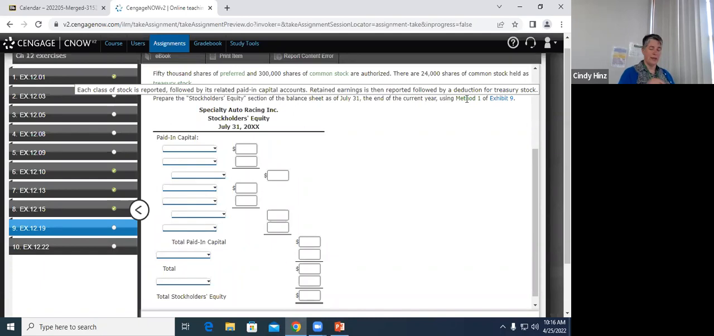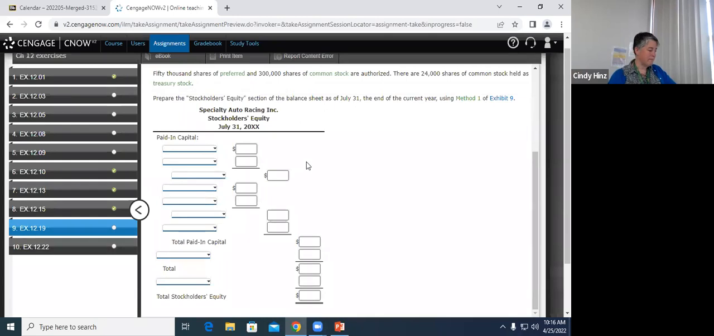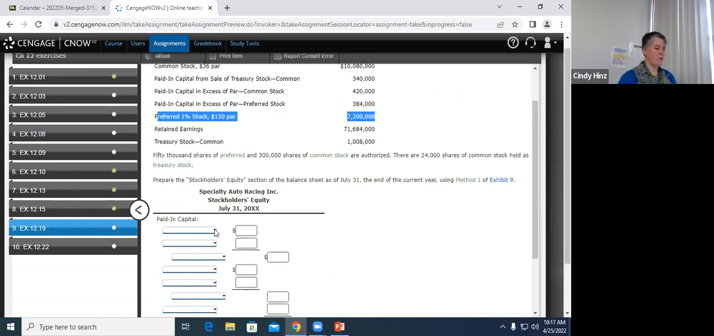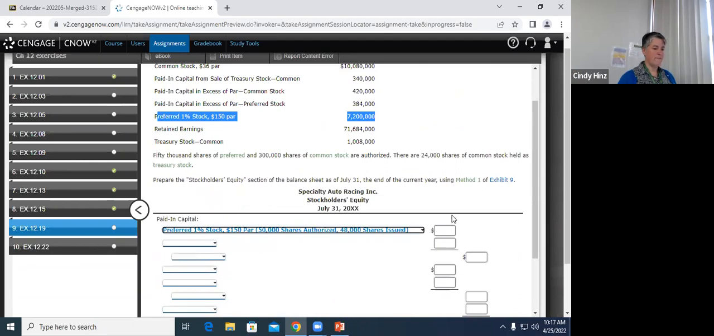Remember on the example we just looked at, method 1 had us list the paid-in capital in excess of par, or the additional paid-in capital, separately for the preferred, for the common, and then potentially for any treasury stock. So we know that in the equity section, we're always going to start with the preferred stock if we have any. So let's do that first. Here's our preferred stock. That's the par value, $150 par value. We're going to put that first.